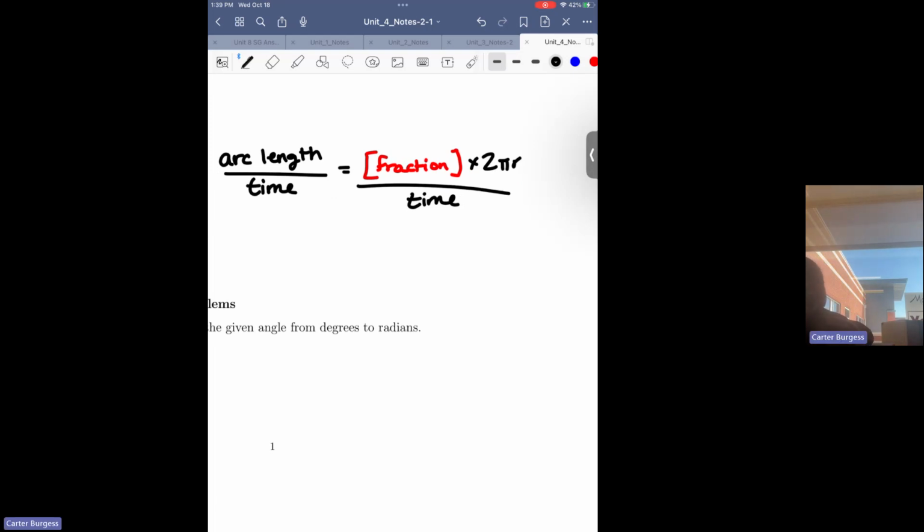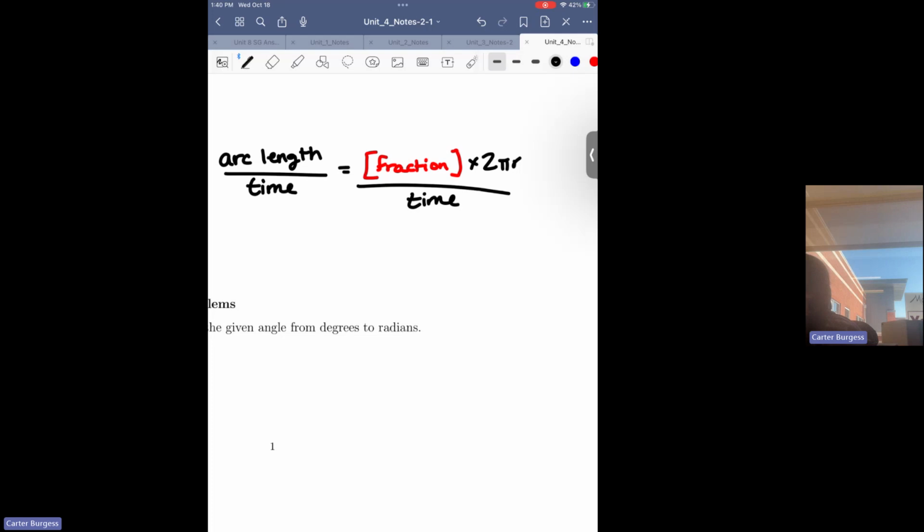How much of our circle are we rotating around, times the circumference, times 2 pi r. Now, I said at the start, to preface, this fraction up until now has been: we rotate a little bit more than a fourth around the circle, we rotate a third of the way around the circle, and so on.